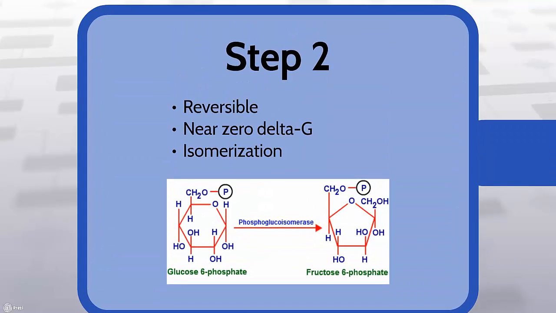Next, in step 2, the glucose ring is isomerized into fructose by phosphohexose isomerase. Because it is an isomerization, nothing is added or removed, just rearranged. Why might our cells put the energy into this isomerization? This question will be addressed in step 4.